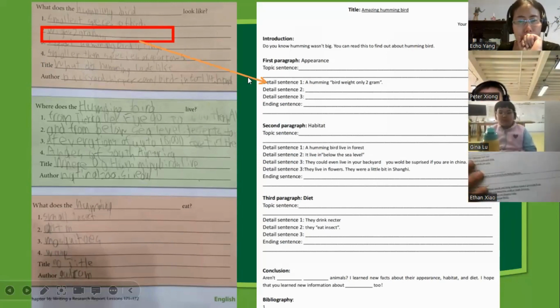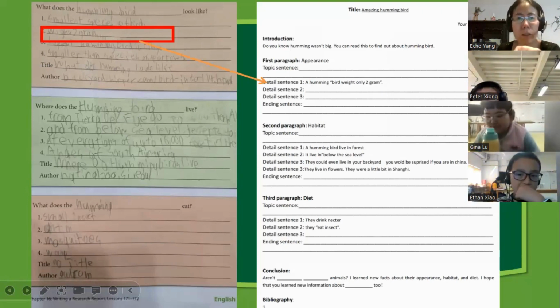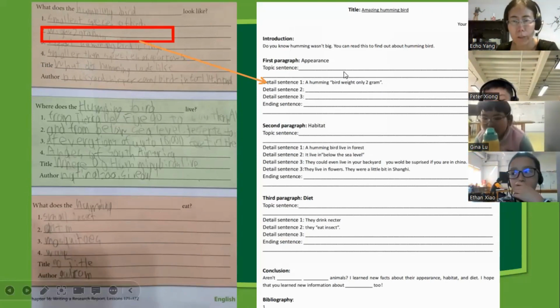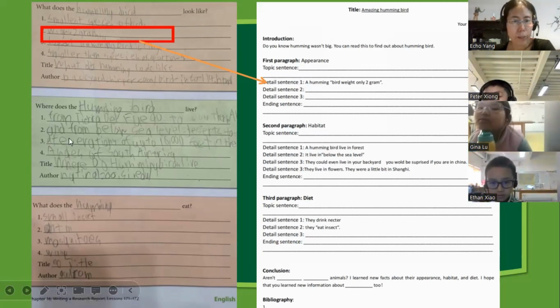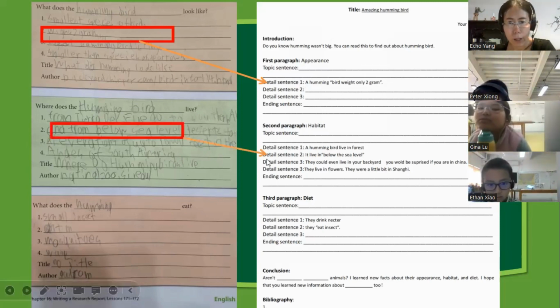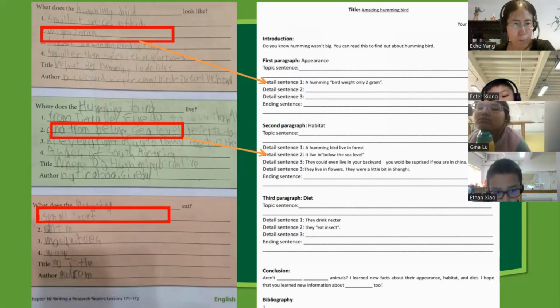But I think you don't include the other facts from your note card in your first paragraph, right? I can see you include 1 fact from your note card. And then we can see from note card 2, you include the detailed sentence 2, it lives below the sea level, right? And the other facts in your note card 2, I didn't see any in your paragraph 2. And then you also finished a paragraph according to note card 3. So you include eat small insects in detailed sentence 2, right?